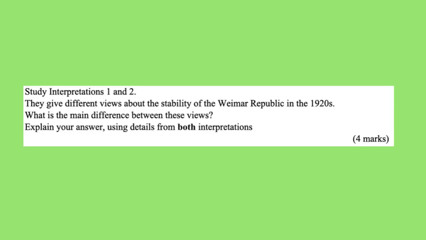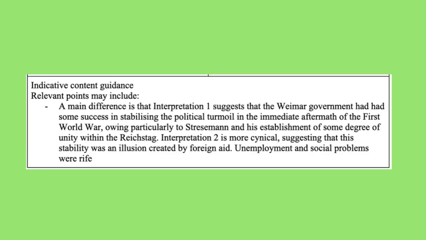Let's take a look at an example. This question says, study interpretations 1 and 2. They give different views about the stability of the Weimar Republic in the 1920s. What is the main difference between these views? Explain your answer using details from both interpretations. 4 marks. This would be the mark scheme for this question.